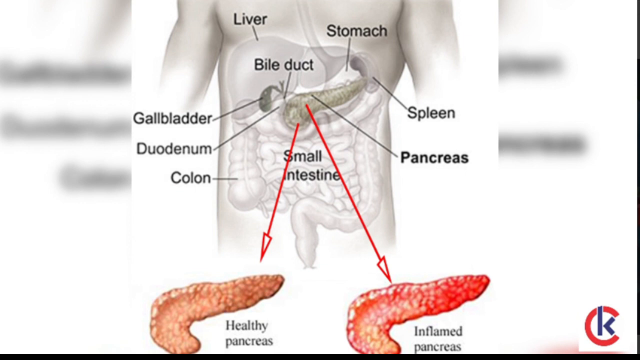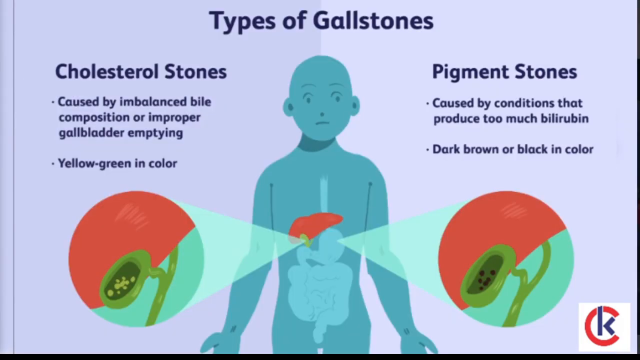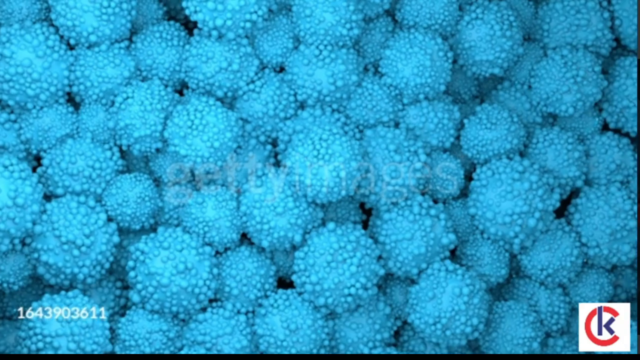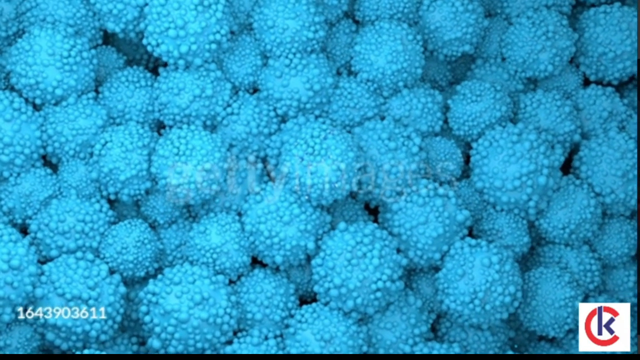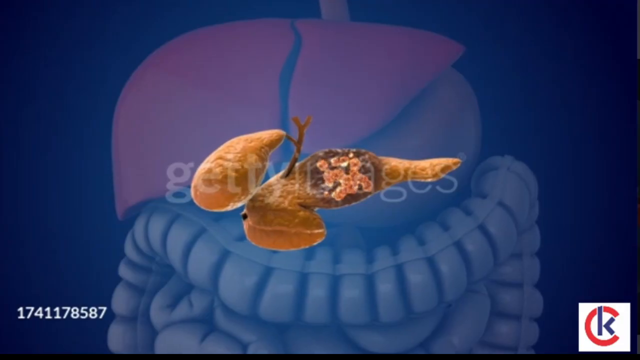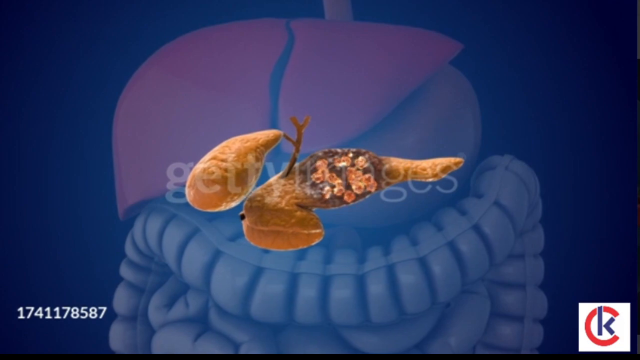Pancreatitis happens when enzymes start to work in the pancreas before they reach the duodenum. It may result from gallstones or excessive alcohol. Pancreatitis can be temporary or long-lasting, chronic. Pancreatic cancer. Cancerous cells in the pancreas cause pancreatic cancer. Pancreatic cancer can be difficult to detect and treat.